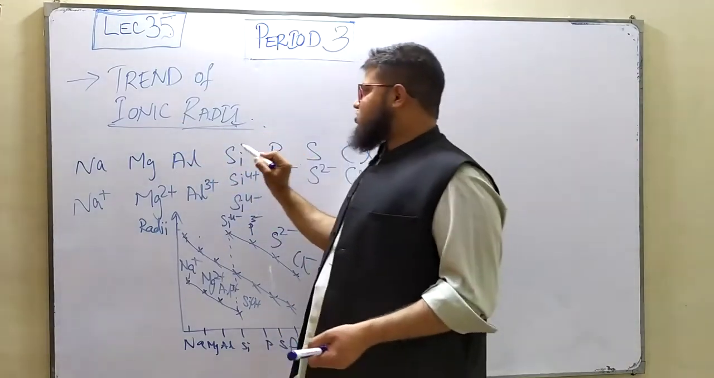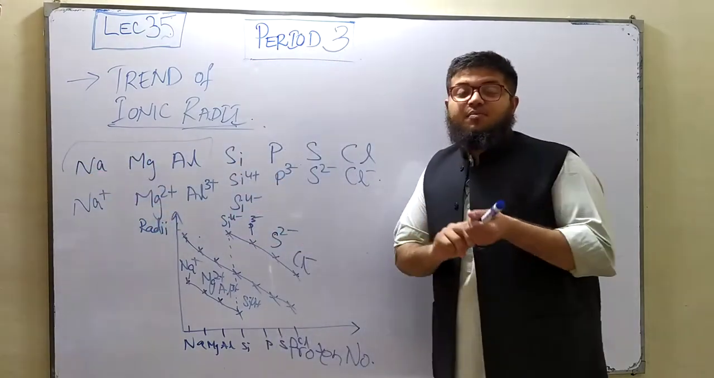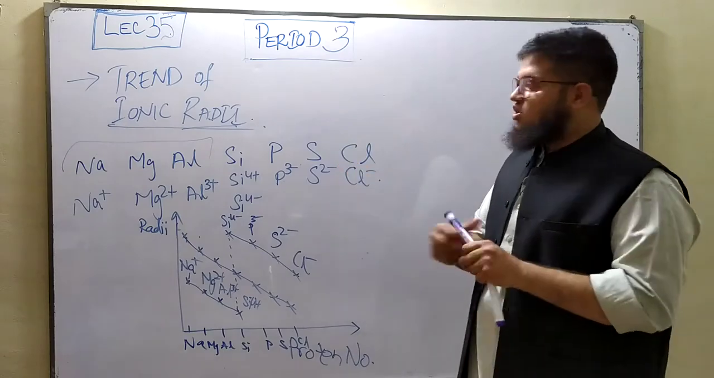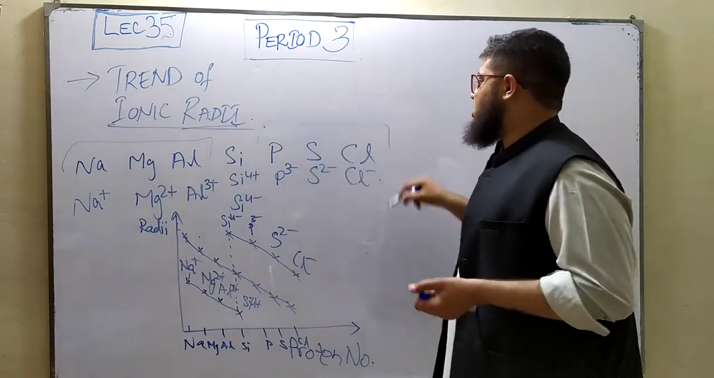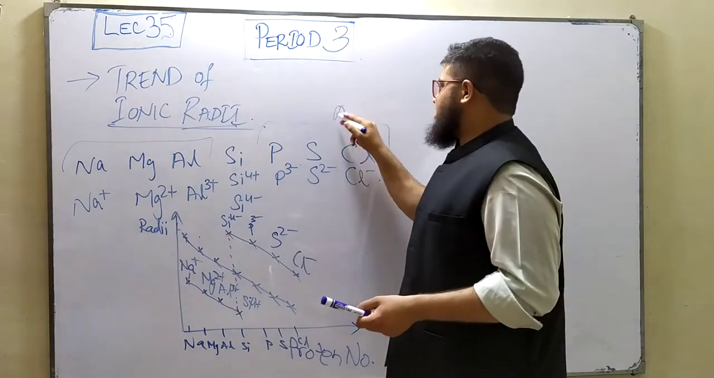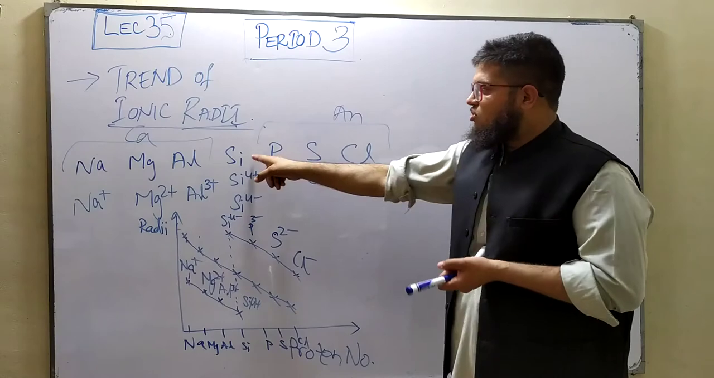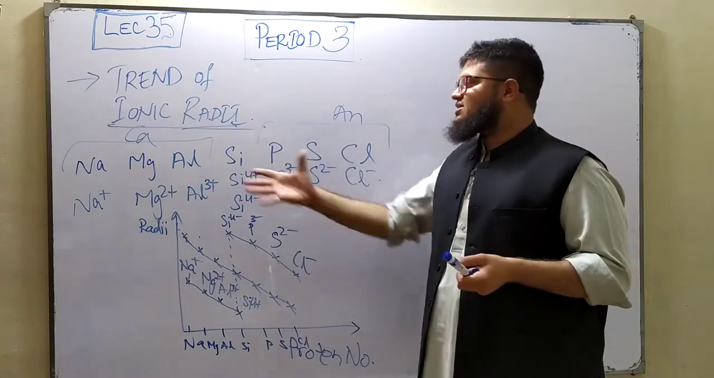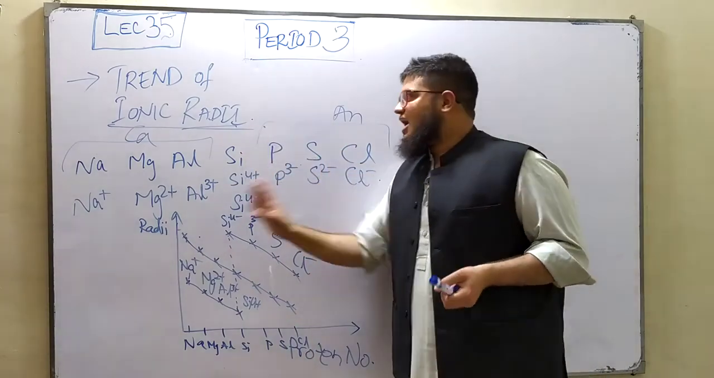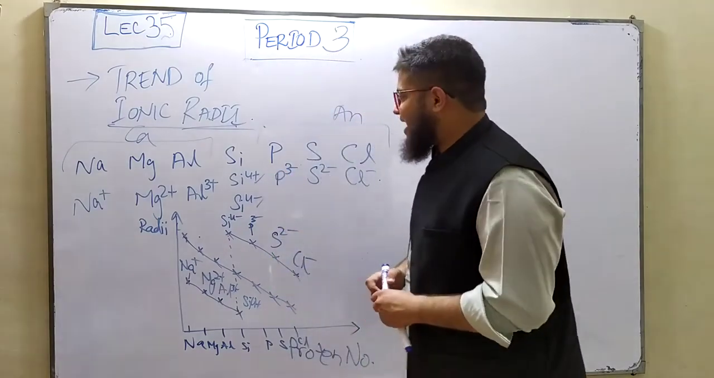Now you guys must know that sodium, magnesium and aluminum form positive ions, cations, by losing electrons, whereas phosphorus, sulfur and chlorine accept electrons, forming anions. So these are anion-forming and these are cation-forming atoms. Silicon, on the other hand, can form both cations and anions because it's a metalloid. It has both metallic and non-metallic properties, so it can form Si4+ or Si4-.